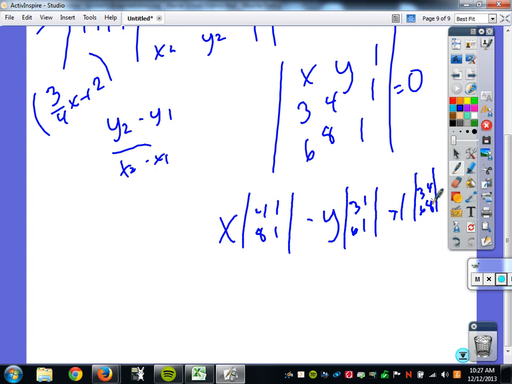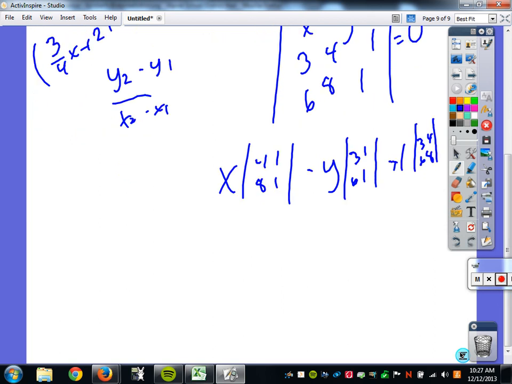I know I'm kind of chugging along, but I'm trying to get to the code. Anyway, this is 4 minus 8, which is negative 4, so you have negative 4x, minus 3 minus 6, which is negative 3, so negative y times negative 3 is actually plus 3y, right? And then this is 24 minus 24. Ooh.